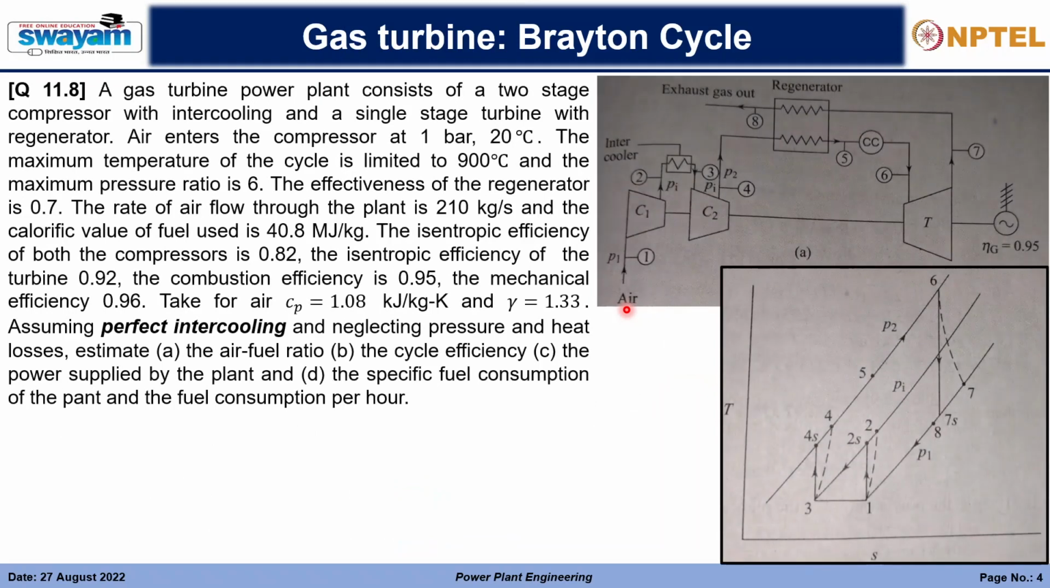Now let us solve one problem. This problem I have taken from the book Power Plant Engineering by P.K. Nag, and this problem actually talks about intercooling. Now what exactly is intercooling? Also regeneration. I will briefly tell you about this. So intercooling means there are two compressors. There can be 2, 3, 4 compressors also.